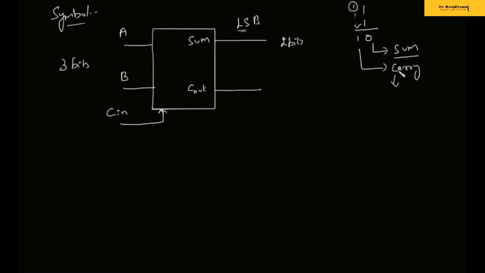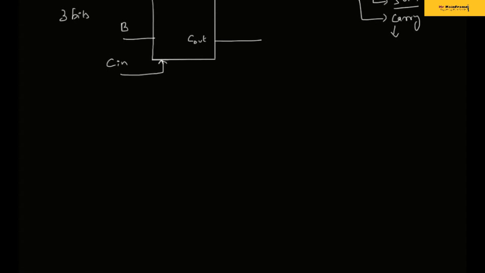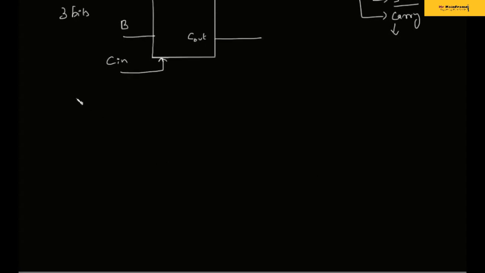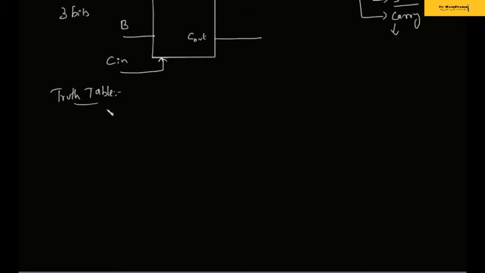Now using the sum and the carry, we can form a truth table for this full adder circuit, using the 3 inputs A, B and Cn. From the truth table we are going to derive the operation. So the truth table of the full adder goes like this. You have 3 input bits. What are the bits? A, B and Cn. Cn is nothing but a carry.